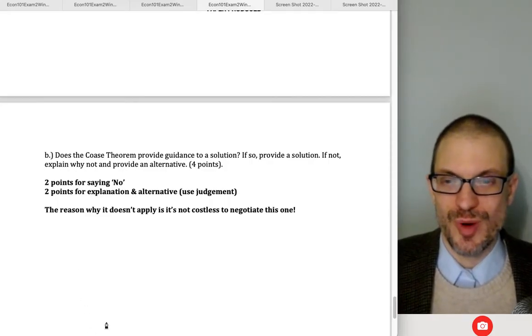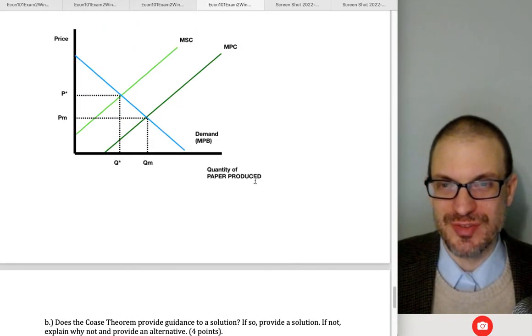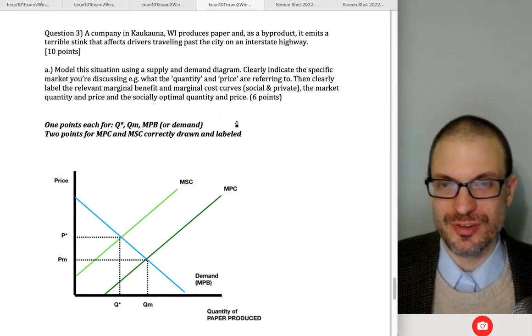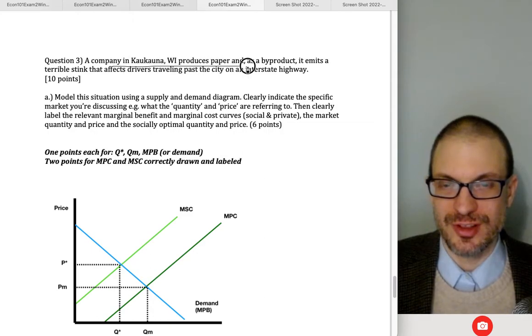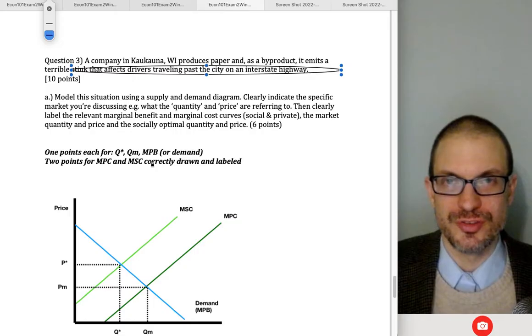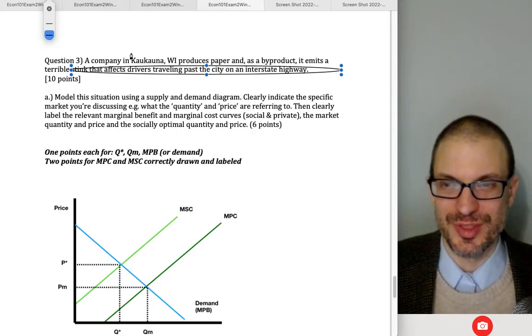That's not going to happen here. Why? It's not costless to negotiate because you've got all these drivers, right? Anyone who drives past is going to be affected. It's going to be prohibitively difficult to get all those stakeholders, everyone possibly affected, all the bystanders, to negotiate with the company, right?